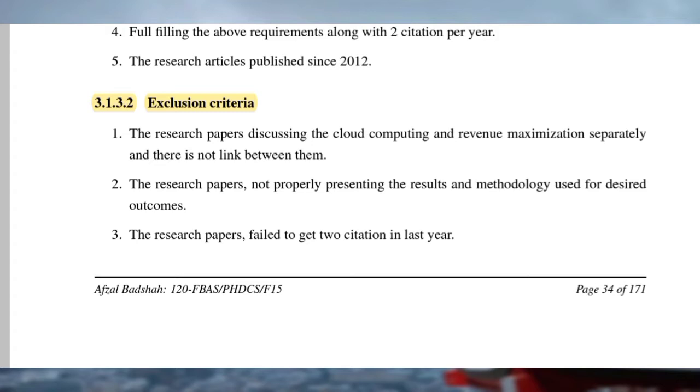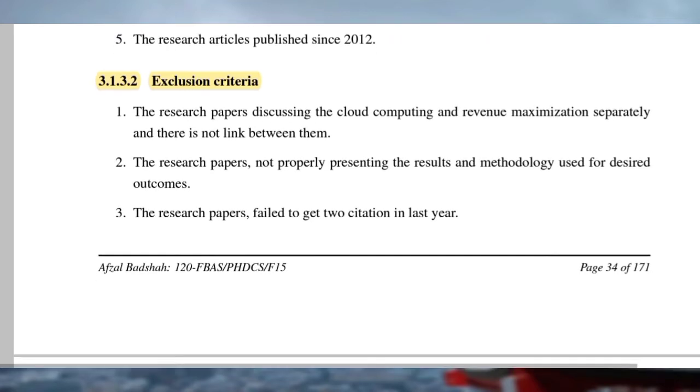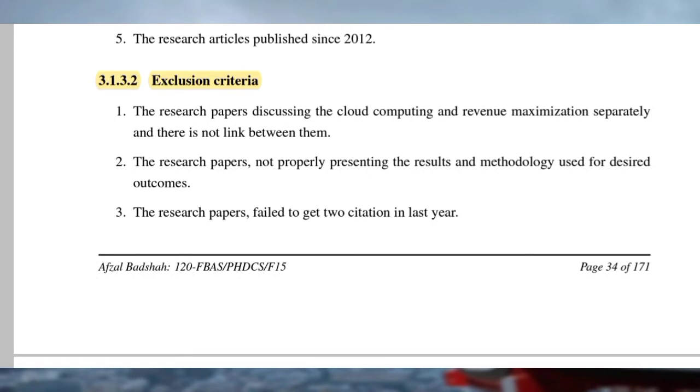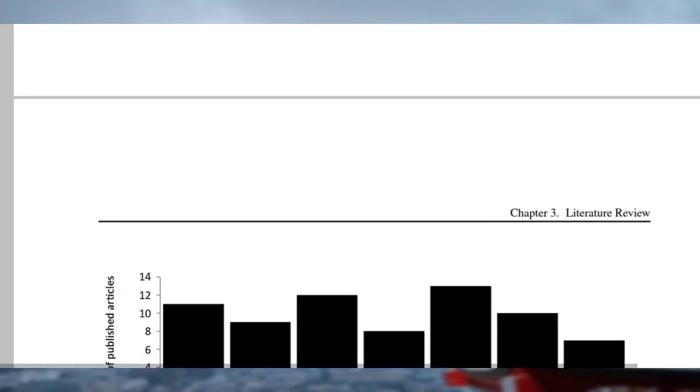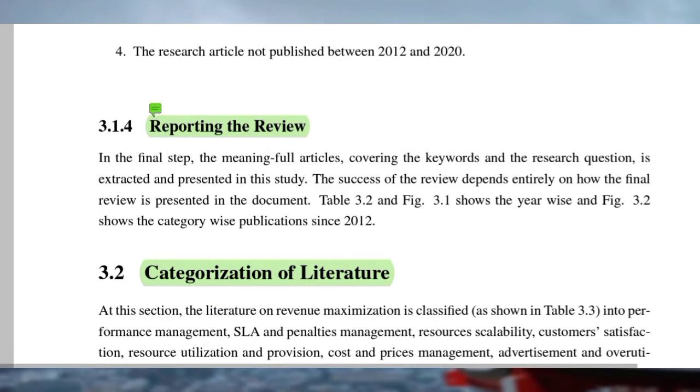Research papers not properly presenting the results and methodology used for desired outcomes. If the paper has not presented the results and methodology in a proper, systematic way, then I haven't selected such a paper. The research paper failed to get 2 citations in the first year, in the last year, sorry.